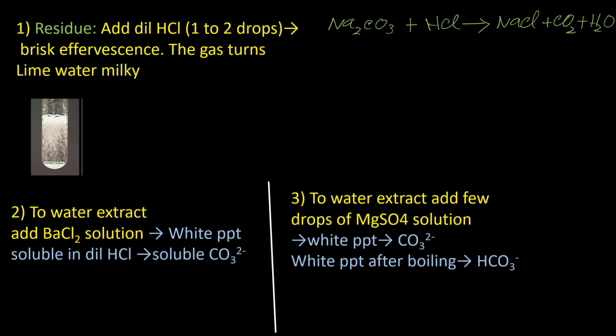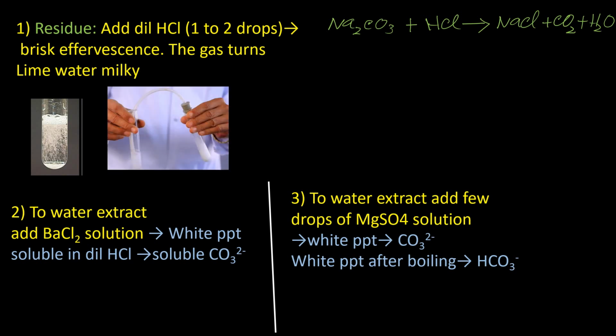Next, this gas, that means carbon dioxide gas, turns lime water milky. If you pass this gas to lime water, then it will become milky. Turbidity will appear. What is lime water? Calcium hydroxide plus carbon dioxide will form calcium carbonate. The turbidity is due to this calcium carbonate, plus water.